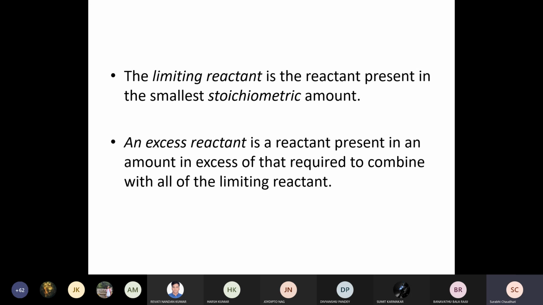Okay, next we come to a few definitions. This will help us in our problems of stoichiometry. What is a limiting reactant? A limiting reactant is a reactant which is present in the smallest stoichiometric amount. And an excess reactant is the reactant present in an amount in excess of that required to combine with all of the limiting reactant.